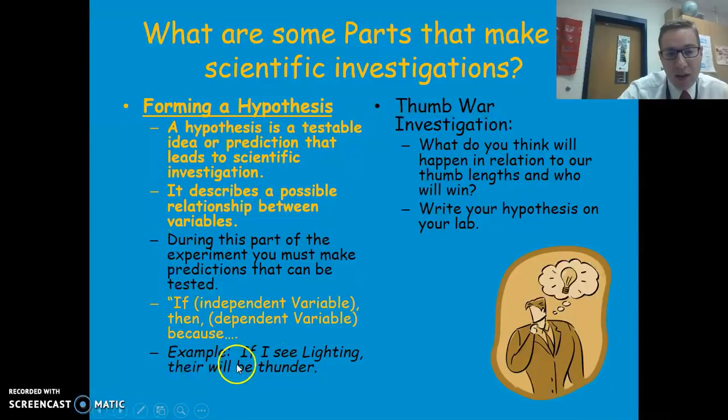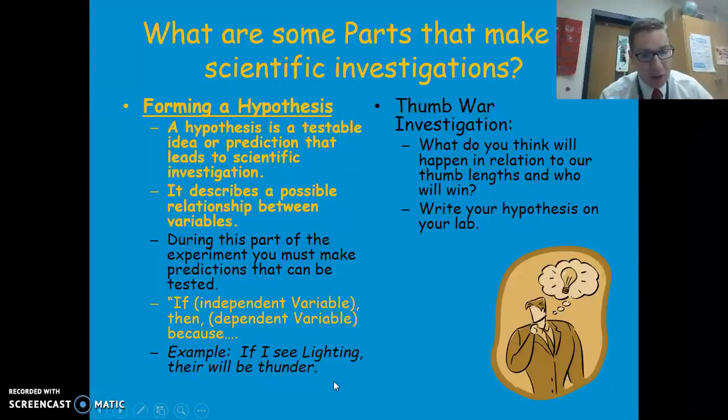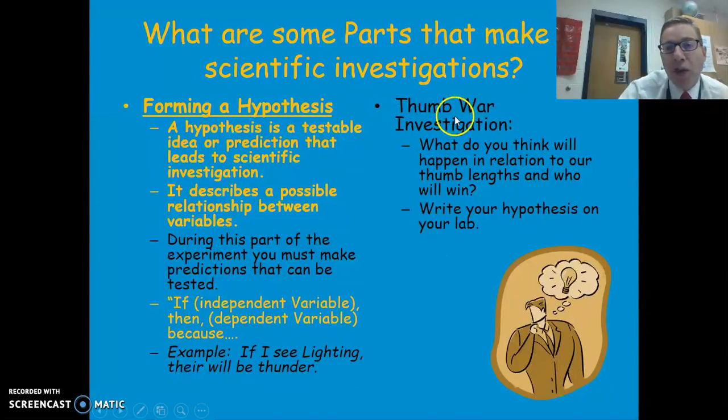I do have a good example down here, and it says, if I see lightning, there'll be thunder, because you can't have thunder without lightning. So the lightning is the independent variable, if it strikes or doesn't strike. And then the dependent variable is your thunder. The thunder happens because of the lightning. For our thumb war investigation, you're going to write down tomorrow your predictions. What do you think is going to happen in relation to our thumb lengths and who will win?